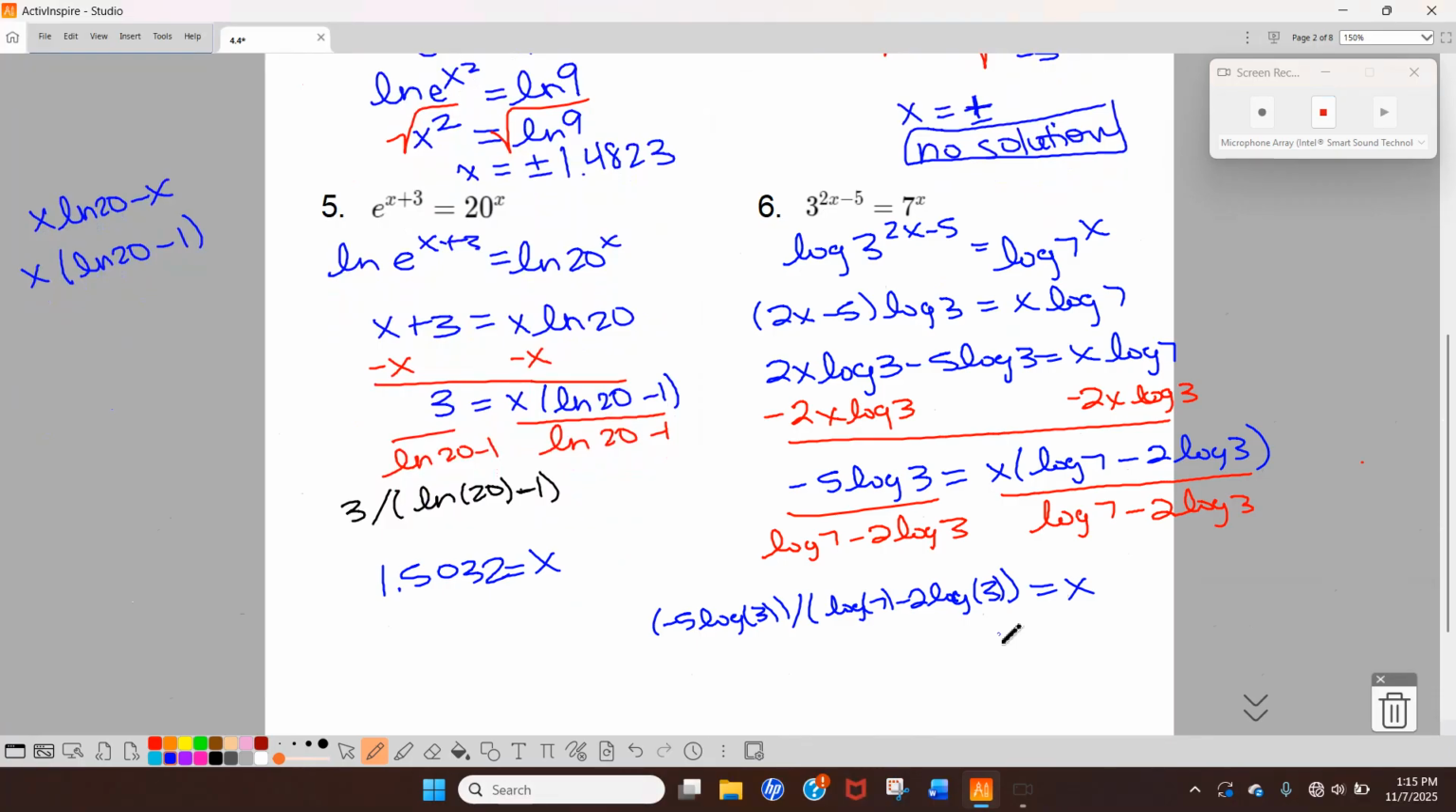And I get 21.8573. All right, so that's how we solve exponential equations when we cannot make the bases match.